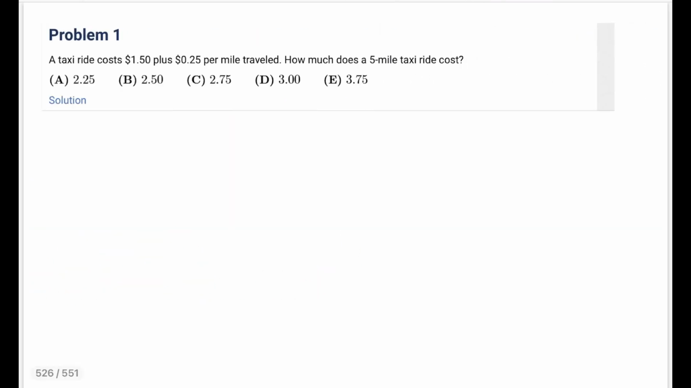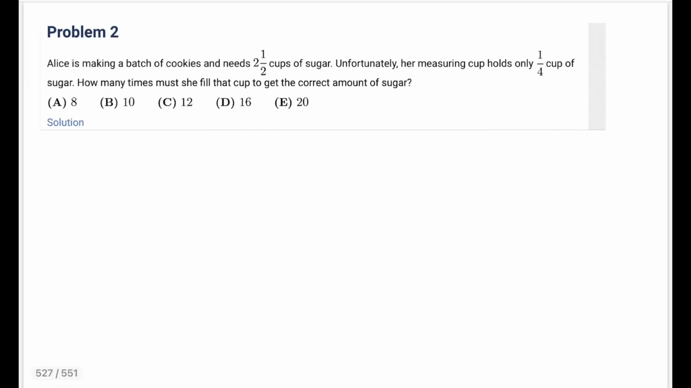First thing, a taxi ride costs $1.50 plus $0.25 per mile traveled. How much does a 5-mile taxi ride cost? This is 1.5 plus 5 times 0.25. This is 1.5 plus 1.25, which is equal to 2.75. The answer is C.